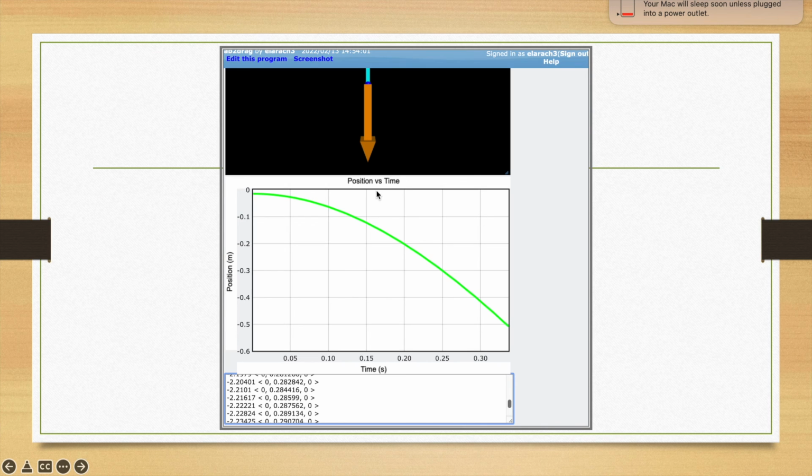As we can see here in our gravity and drag force model, as the velocity grows because the object is accelerating due to the gravity force, the drag force, which is this vector here, is also growing from 0.28 to 0.29.